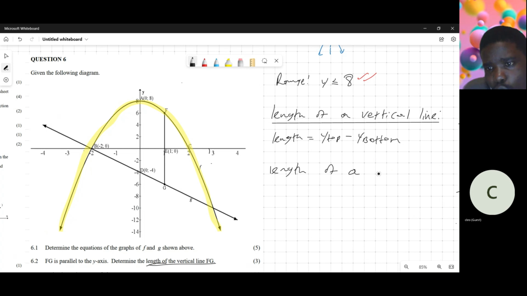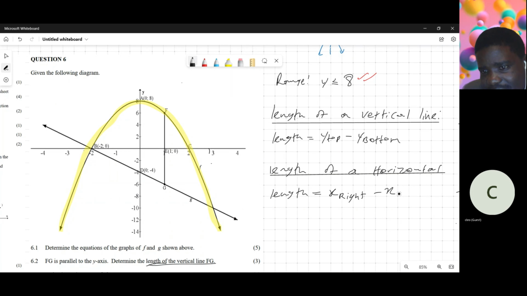Then the length of a horizontal line. They didn't ask it here, but please take note of this. The length of a horizontal line will be given as follows: the value of x on the right side minus the value of x on the left side.